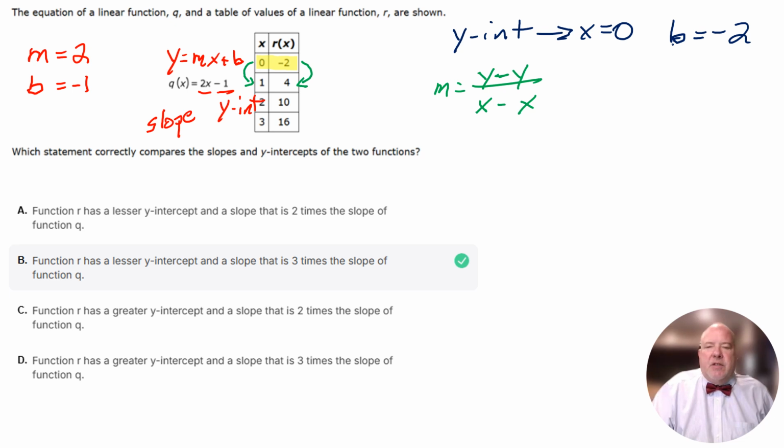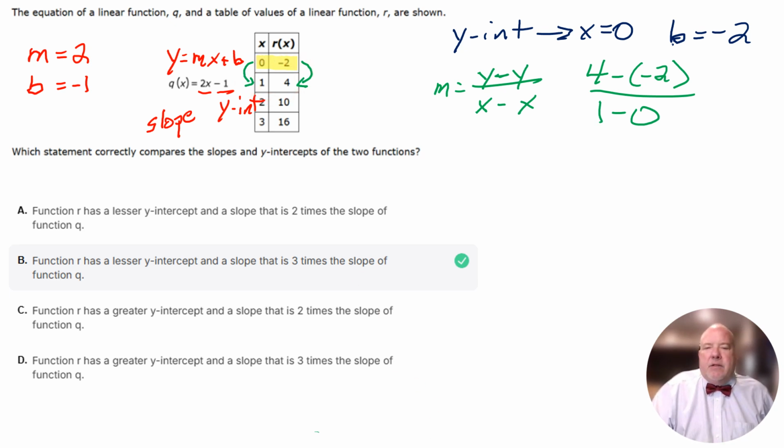So now what I'm going to do is just subtract those. So I have 4 minus -2 over 1 minus 0. Let me point one thing out here that's really important. I did 4 minus -2, so on the x's, I have to do it in the same order. So I have to do 1 minus 0. You can't do 4 minus -2 and then do 0 minus 1. It's got to go the same. You've got to do it the same way.